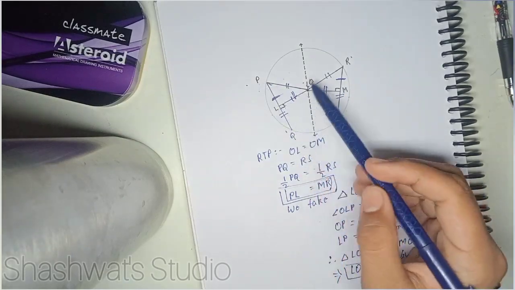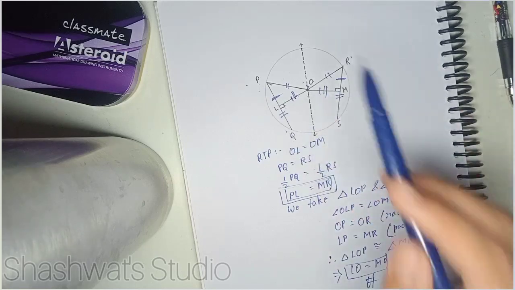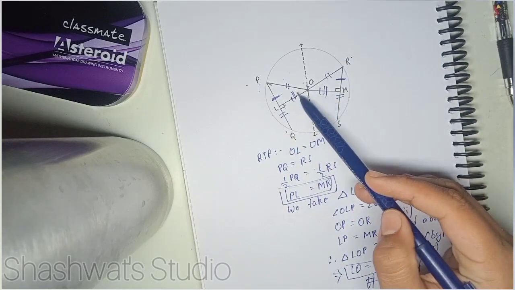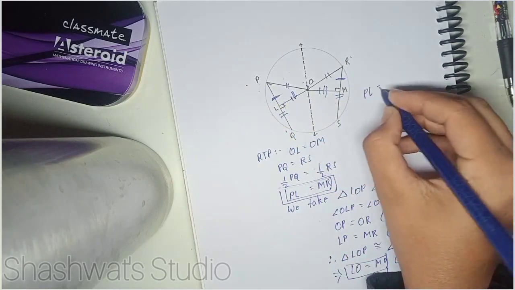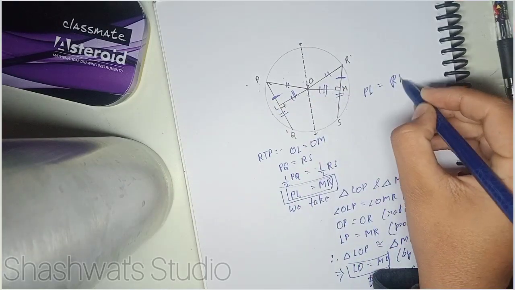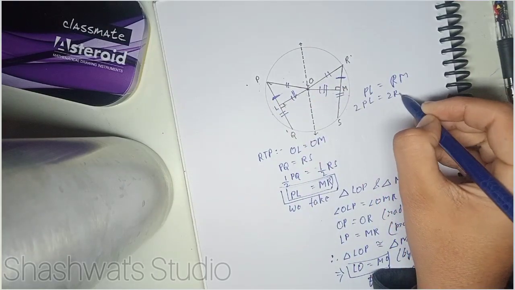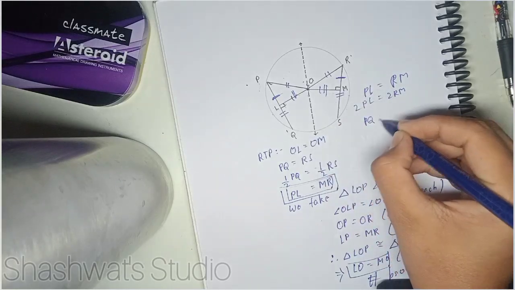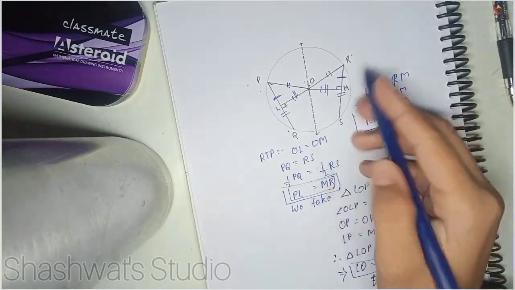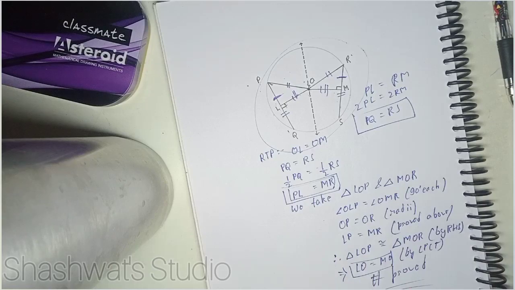Now as OL will bisect PQ, you know by the theorem, perpendicular drawn from the center of the circle to a chord bisects it. So we will get PL is equal to RM. So twice of PL is equal to twice of RM. Now what we will get? PQ is equal to RS. So I told you how to prove it. It is very easy. It is just the converse. So let us see the next theorem.